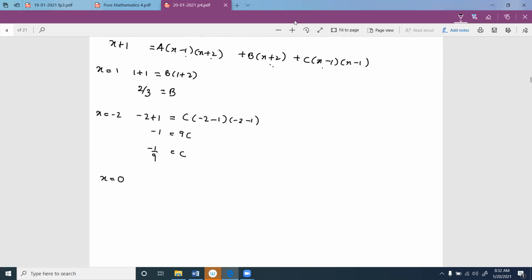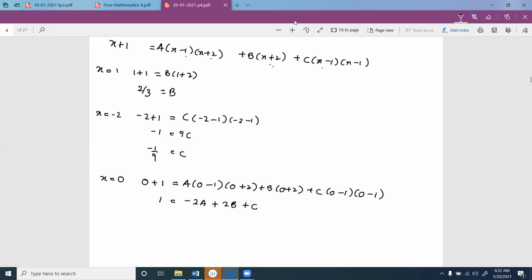If you want to put minus 1, minus 3, plus 2, whatever value you can put, but substituting 0 is kind of easy. That's why I'm using it for this. It turns into 0 plus 1 equals A times (0 minus 1)(0 plus 2), plus B times (0 plus 2), plus C times (0 minus 1)(0 minus 1). So it turns into 1 equals minus 2A plus 2B plus C.